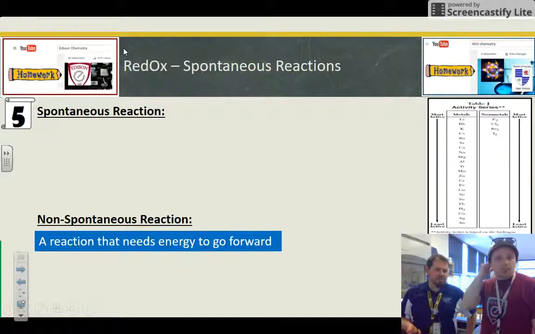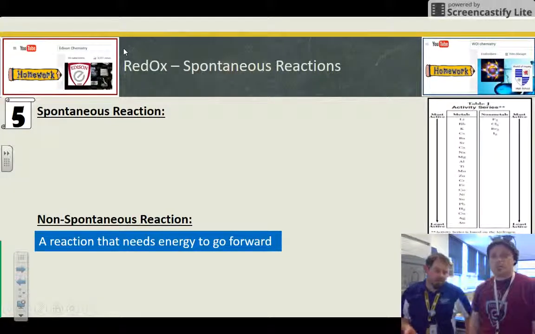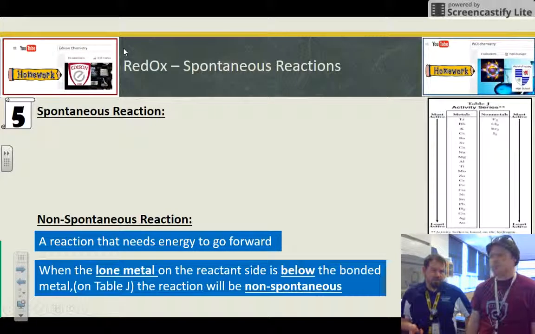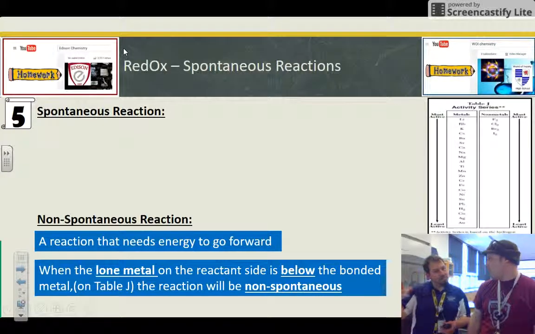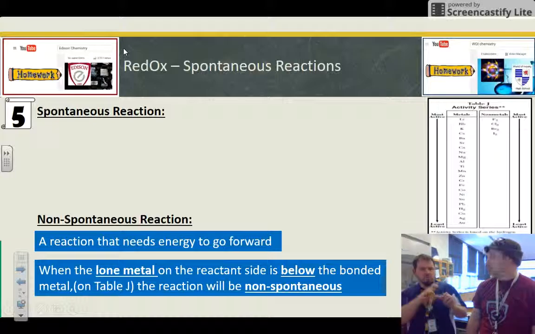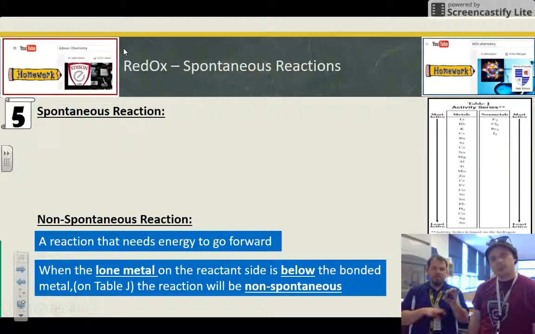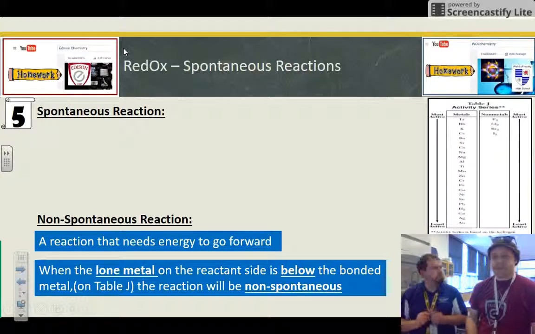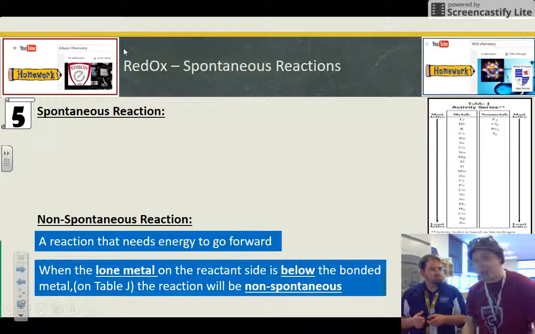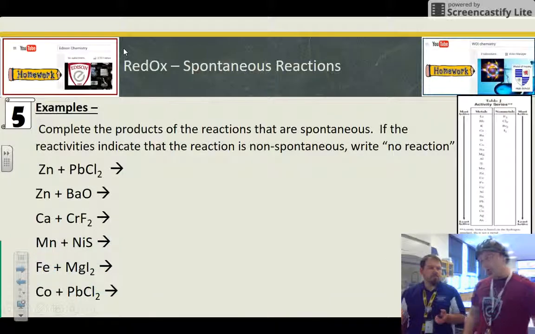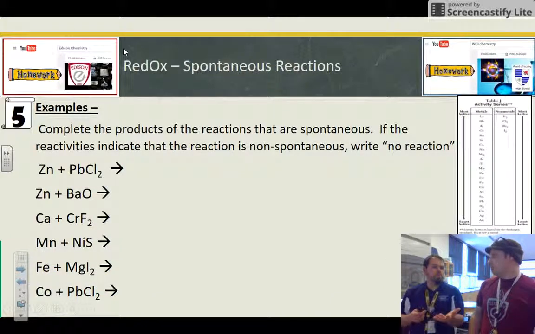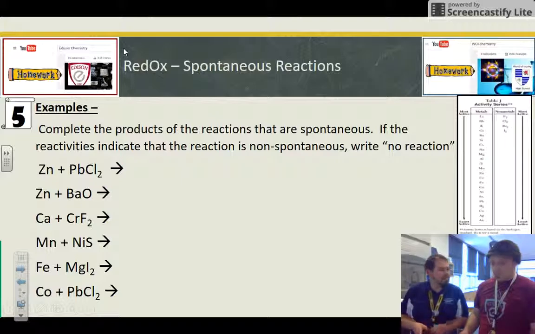Non-spontaneous is the opposite. It's a reaction that will not happen by itself. It needs energy to go forward. What we end up finding is that the lone metal by itself is actually below the metal bonded in the compound on Table J. If you mix those 2 together, nothing's going to happen. No reaction, because you have to put in energy to make it go. We just discussed how to do this. Let's do a few examples and we'll see.